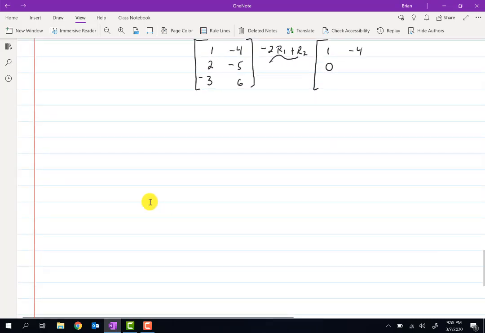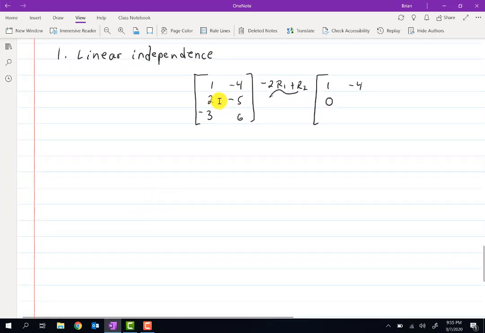Negative 2 times negative 4 makes that 8. So there's a 3. And then I want to take out the third row if I can, or at least this first item. So I'll do 3r1 plus r3. Negative 12 plus 6 gives me negative 6. Just to complete the process, I'm going to take twice row 2 and add it to row 3.